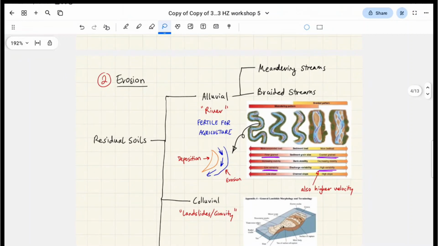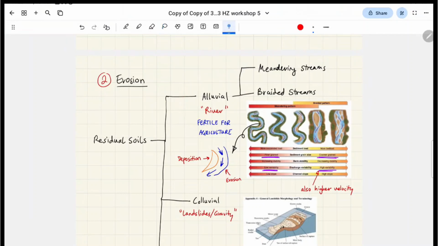Next, we're going to talk about erosion. So again, erosion is to do with the transportation of rock particles, or in our case, we're talking about soils, right? Like the residual soils from weathering and how they're moved around.